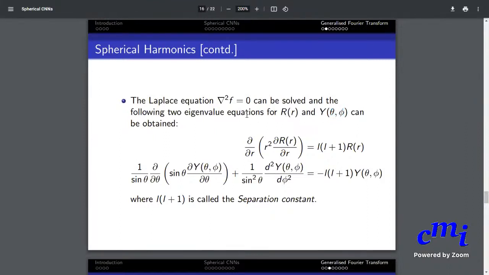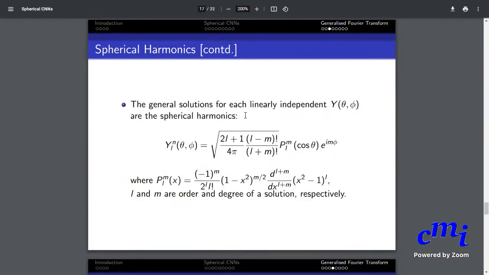On solving this particular equation, we get something called the spherical harmonics. They are called harmonics because any solution of the Laplacian equation is called harmonics, and since this particular solution is calculated for spherical symmetry, these are called the spherical harmonics.